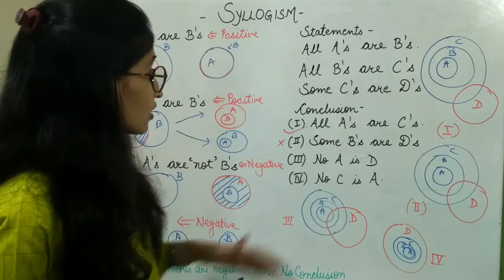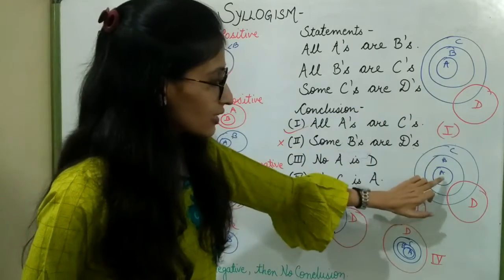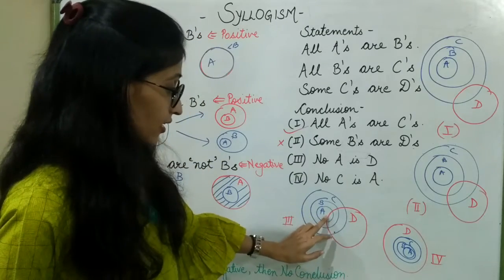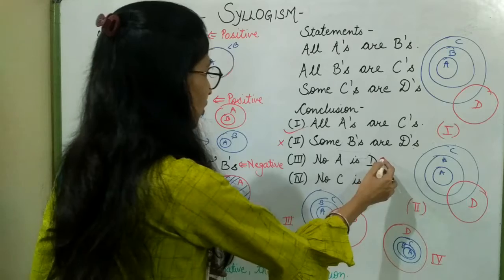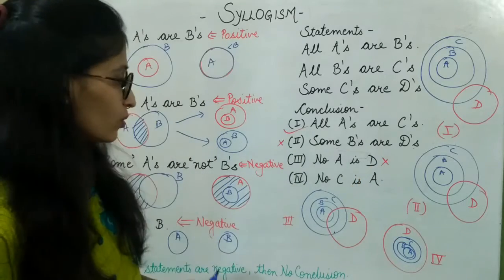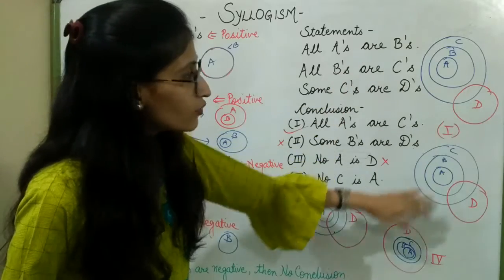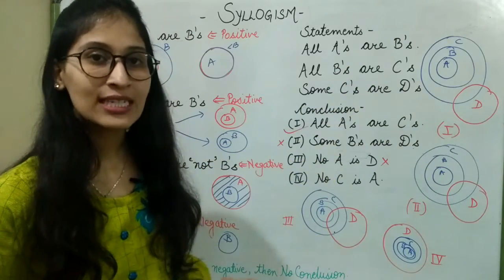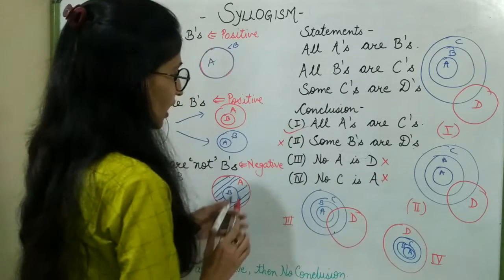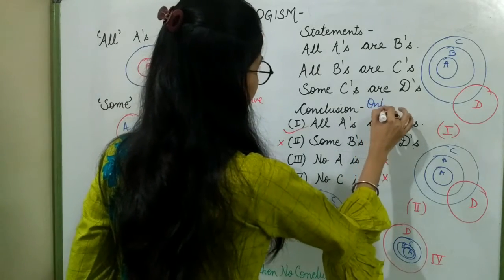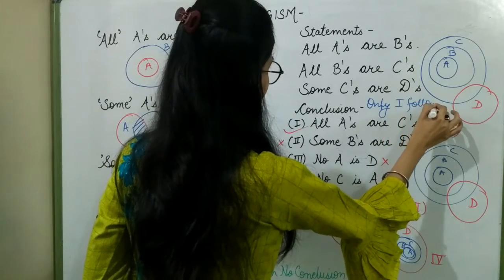The next is no A is D. But here some A's are D. So this is also false. The fourth conclusion, no C is A. In all four Venn diagrams, some C are A. So this is also wrong. So the answer will be only conclusion first follows.